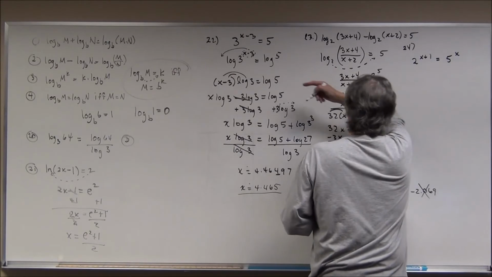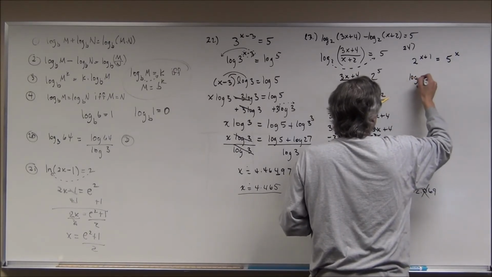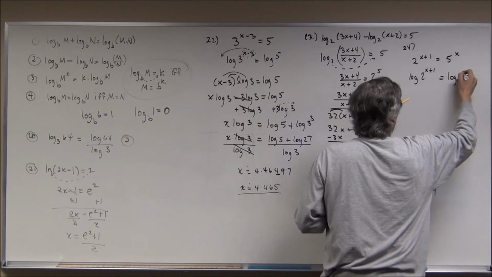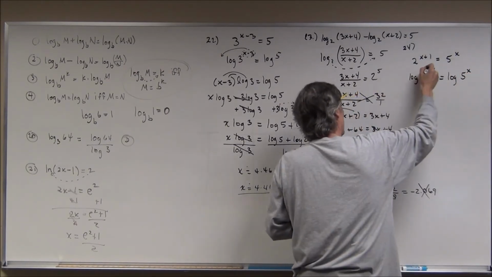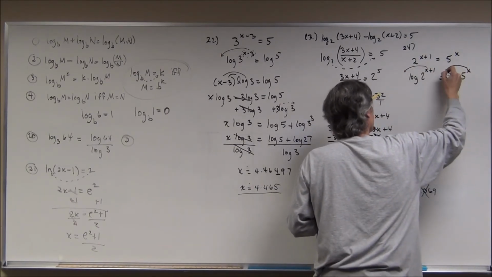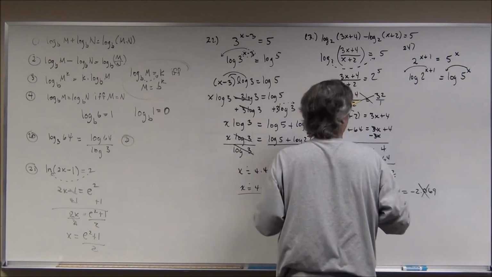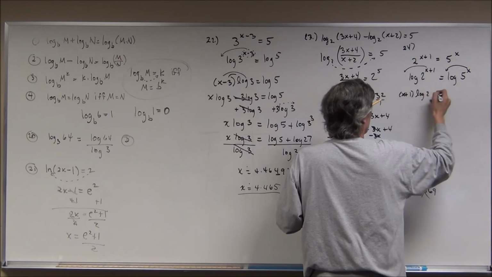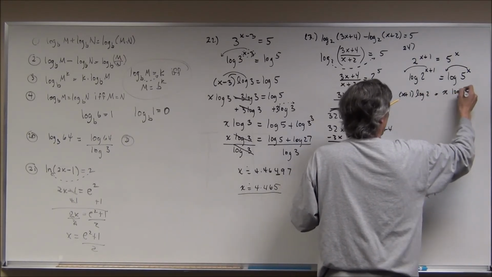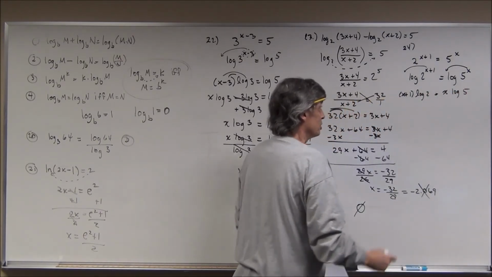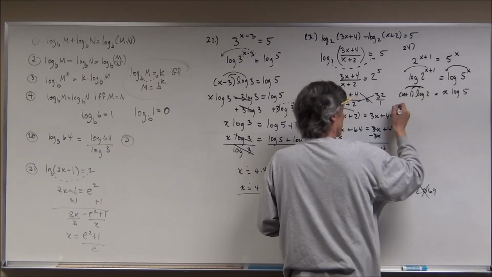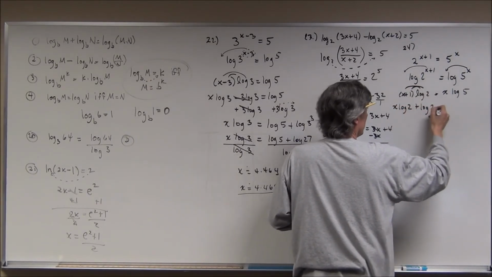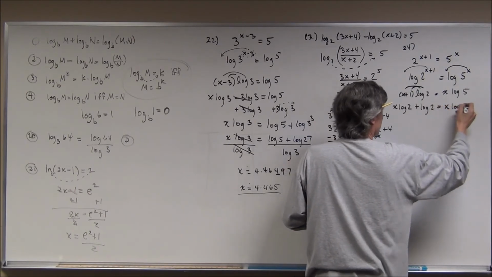So just like I did over here, I'm going to take the log of both sides, and also just like I did over there, but on both sides this time, I'm going to bring the exponent out in front, using property number 3 again. So I have the quantity x plus 1 times the log of 2 is equal to x times the log of 5. I have to distribute. I did this before, so I get x log of 2 plus the log of 2 is equal to x log of 5.